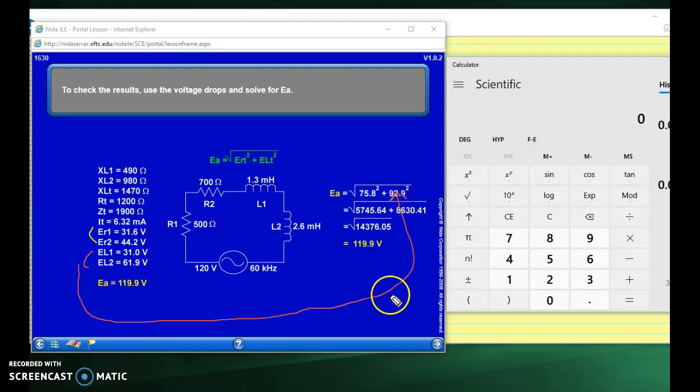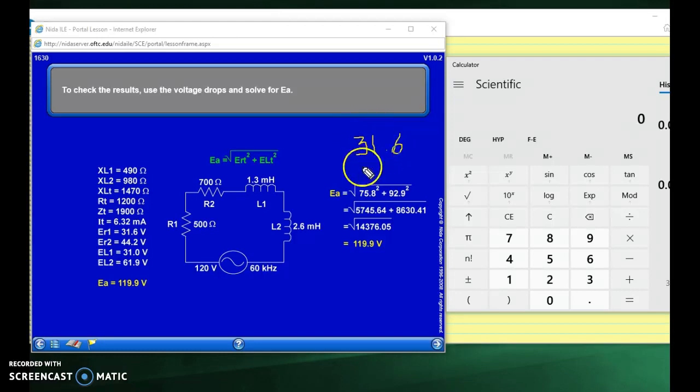So here's the 31.0 plus 61.9, and over here is the 31.6 and the 44.2 added together. So both of those come out to be 75.8 squared and 92.9. And again, I'll try to write that out because I want to make sure you absolutely understand that. This 75.8 is 31.6 plus 44.2, and that gives us the 75.8 there. The 92.9 is the addition of these two added together to give us the 92.9. That's where those come from.